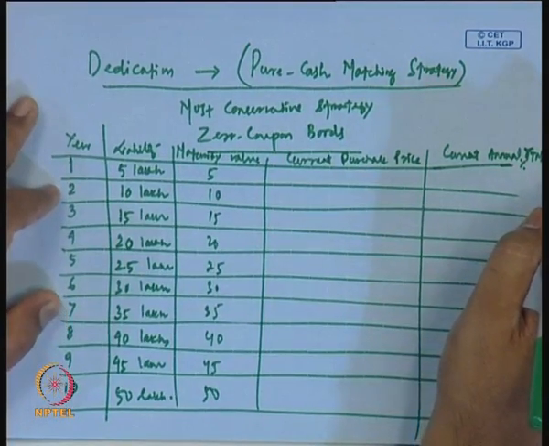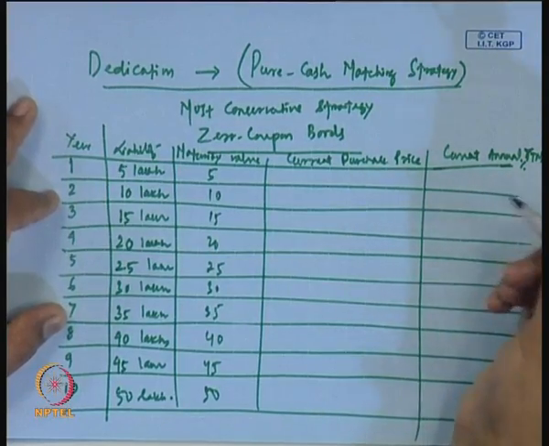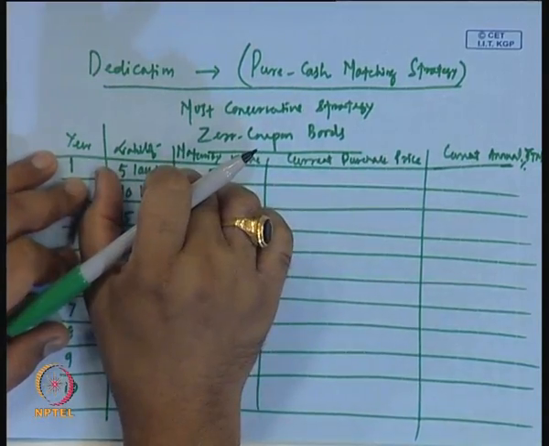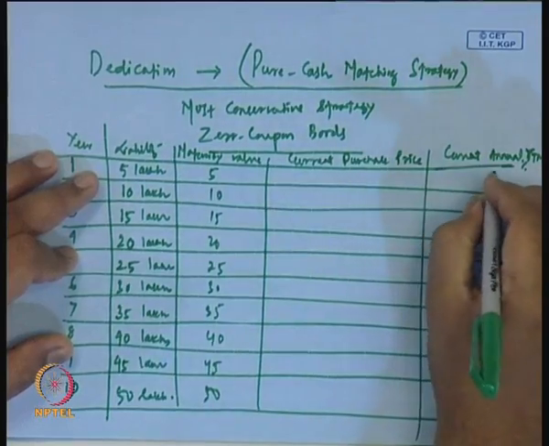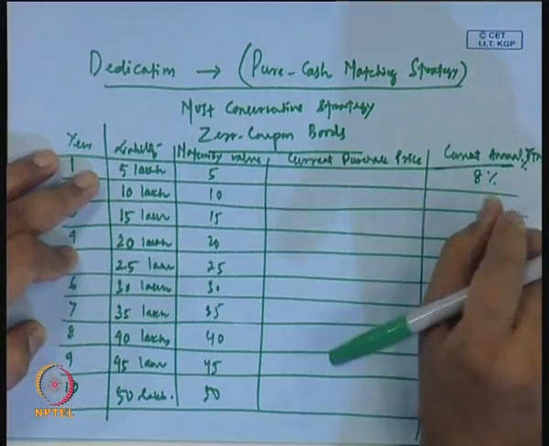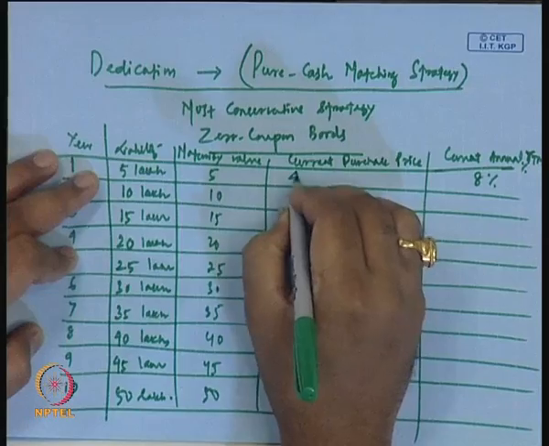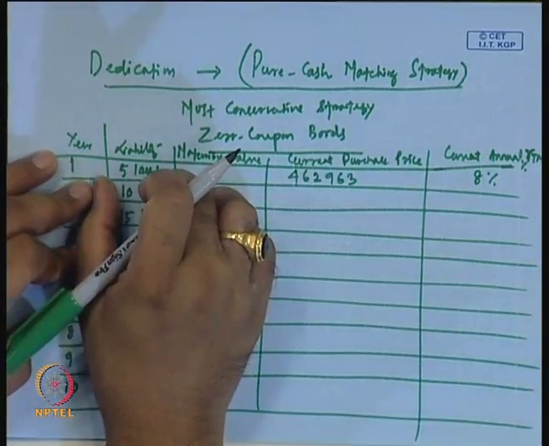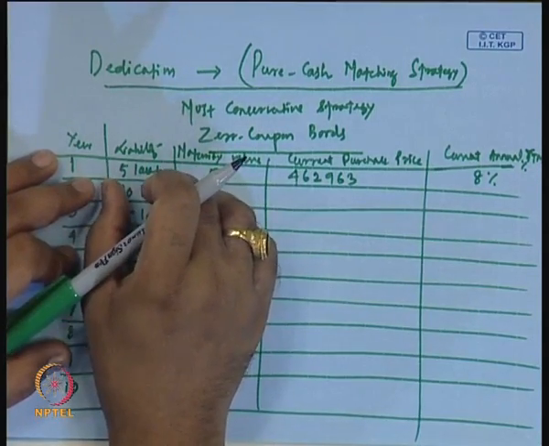Let's say at the end of 1 year he requires 5 lakh rupees. If he wants 5 lakh rupees after the end of 1 year, then how much should he invest now? Let your current yield be 8% for a 1 year maturity bond. Then he should invest 4,62,963 rupees to get this 5 lakh rupees after 1 year and to meet the liability he would have.